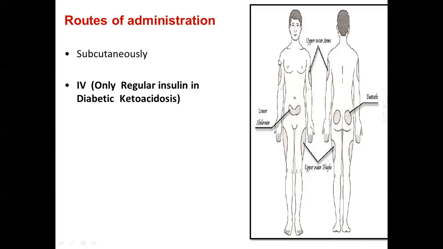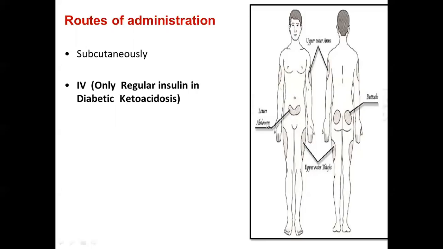So you can see some of the sites where the subcutaneous injection is given. Lower abdomen, upper arms, then buttocks, upper outer thighs. These areas have a lot of subcutaneous tissue, and that is why these areas are preferred for injecting. Many times you have to keep on changing the sites of injection, because there is a lipodystrophy of the subcutaneous tissue with continuous injection in the same site. So you obviously advise the patient to change the sites of injection very frequently.